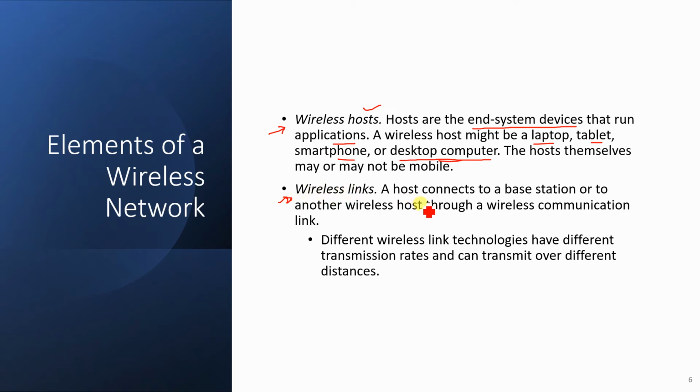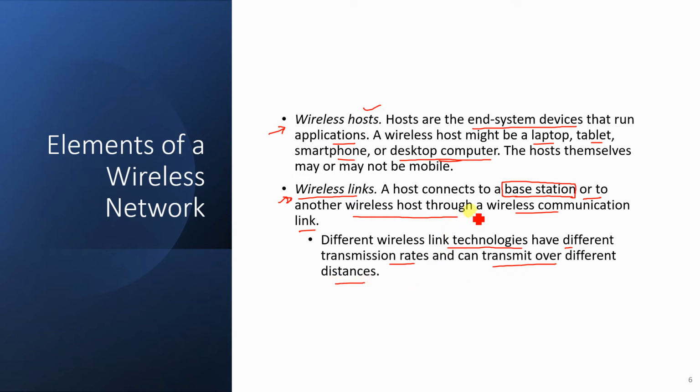Okay. The next term, which we have already shown in the figure, is the wireless link. The wireless link is nothing but a host connecting to a base station. What a base station is, I am going to discuss in the next slide. So a host connects to a base station or to another wireless host through a wireless communication link. Whenever you try to send information from one device to another device, you need a communication link between them. In case of mobile communication, that link is a wireless link.